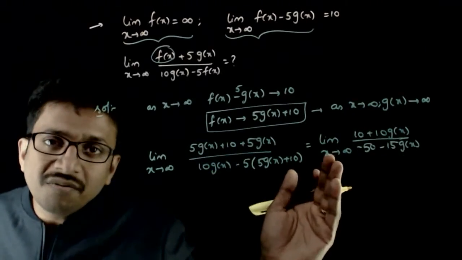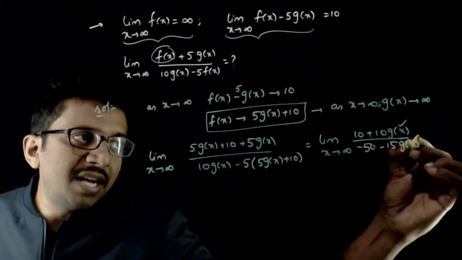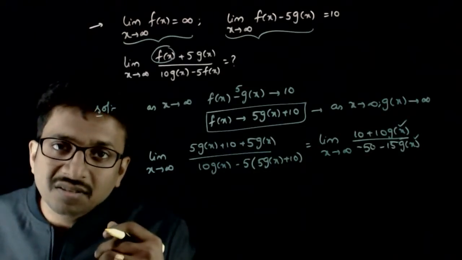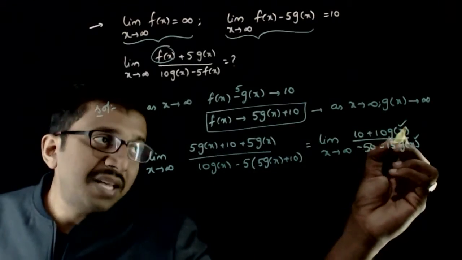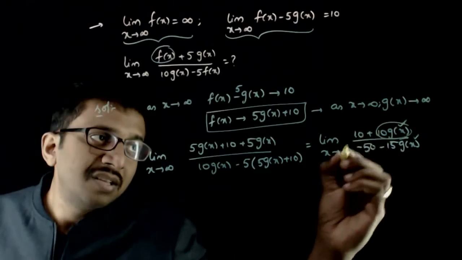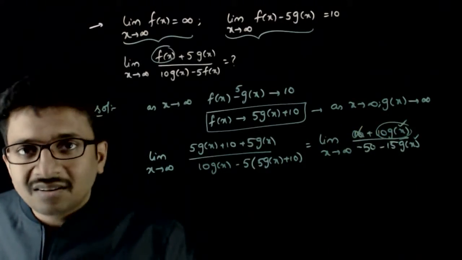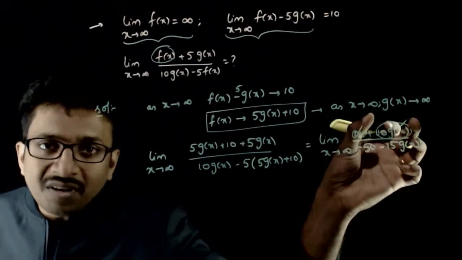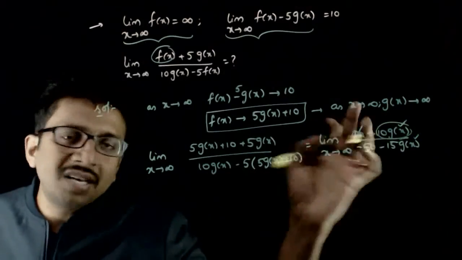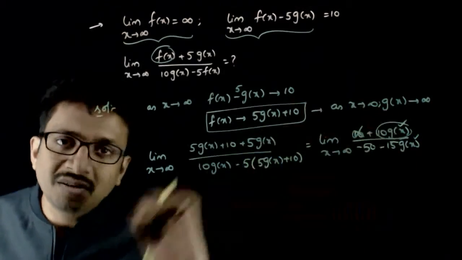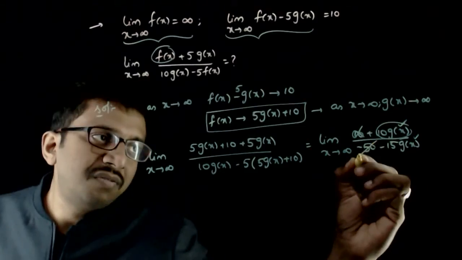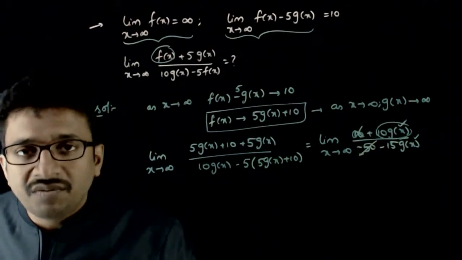Now, as x tends to infinity, you can see that g of x and g of x are tending to infinity. So with comparison to 10g of x, can I neglect this 10? Because this is going to infinity, infinity plus 10. This 10 is very negligible when compared to this. Similarly, this minus 50 is negligible when compared to minus 15g of x.